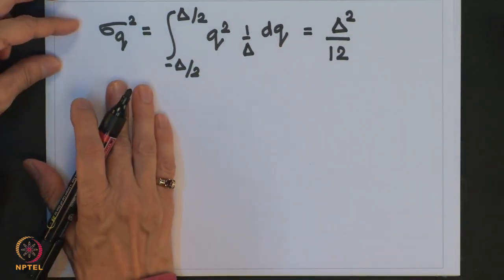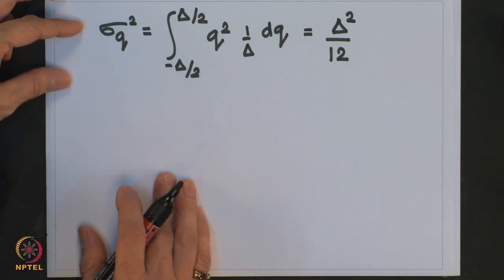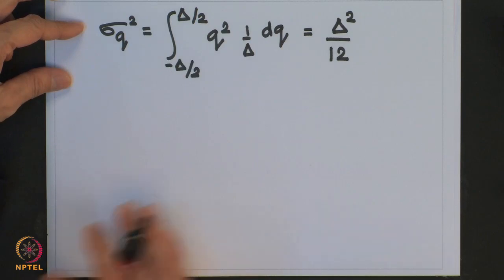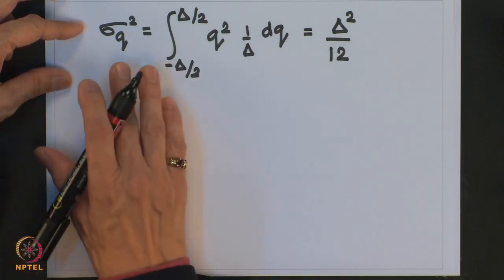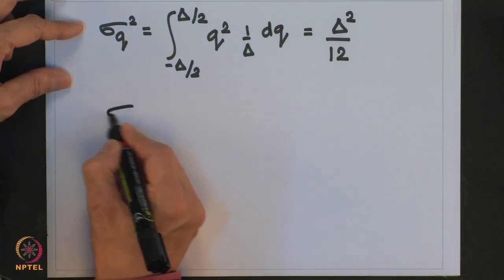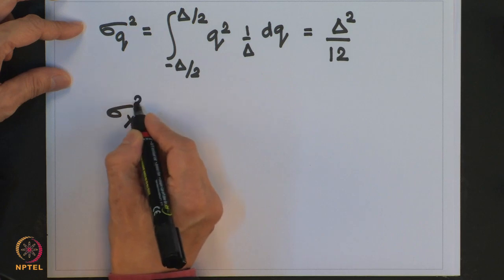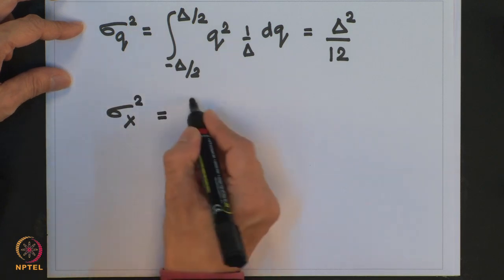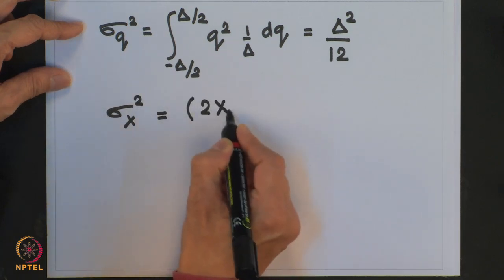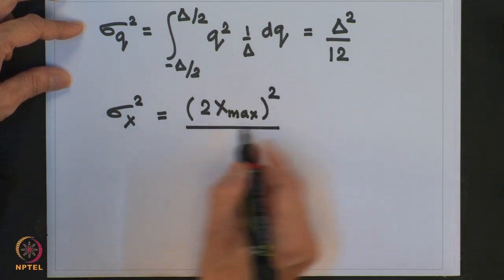Now, to get the signal to noise ratio from quantization, we need to find the variance or power of the signal. Since the signal is uniformly distributed, we know from probability theory that the variance of the signal would be equal to this quantity.